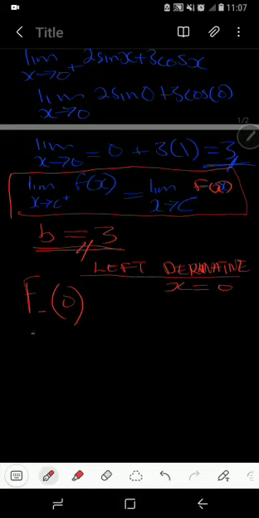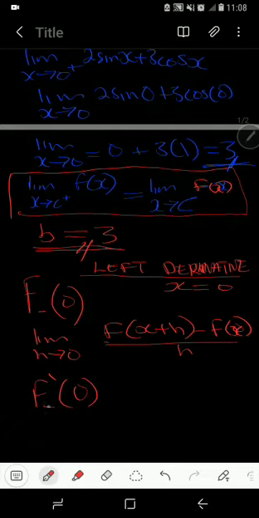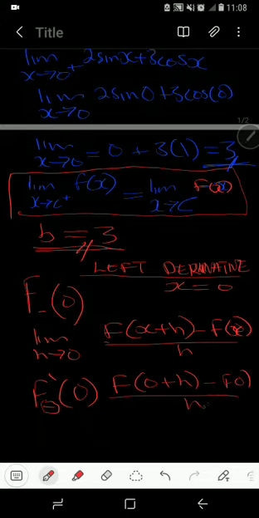So we use the first principle, which says the limit as h approaches 0 of f of x plus h minus f of x over h. In this case, it's differentiable at 0. This sign here simply means it's a left derivative. Don't be confused. Of f of 0, where there is x you put 0, minus f of 0 over h.